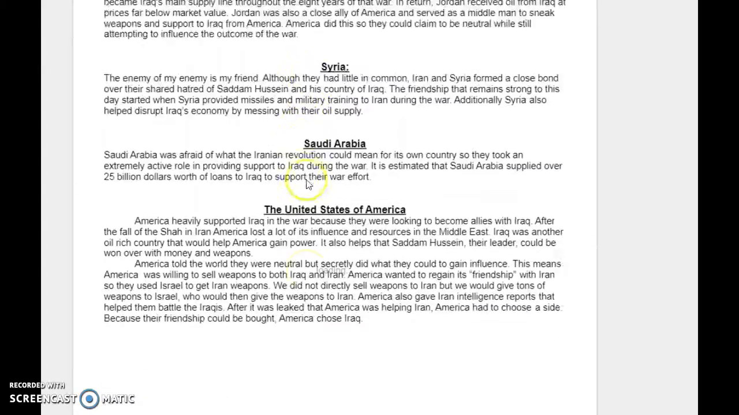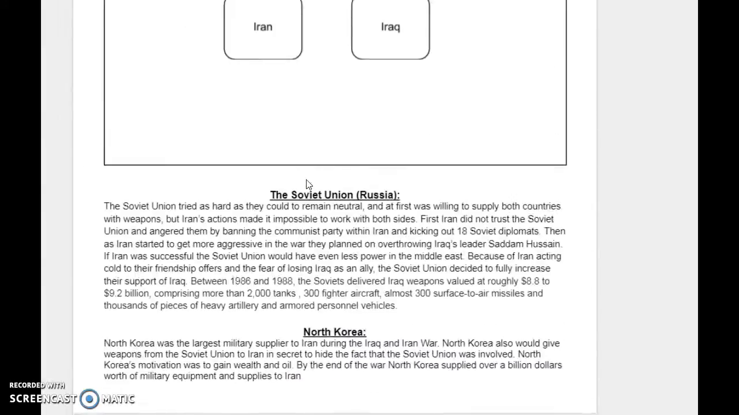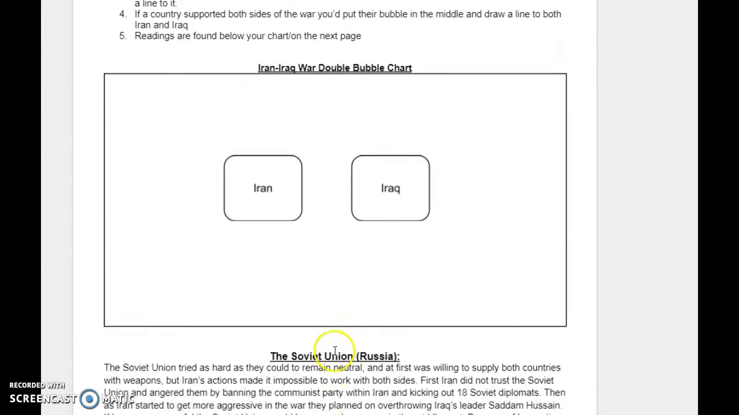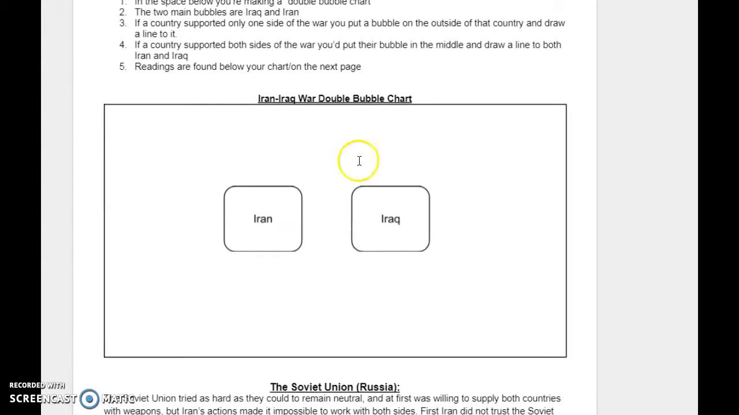So if we keep going down, we'll see the countries most prominently involved. So let's say you read through one and the country did something with both. You would take your circle and draw one here. You'd write the country's name in there, and then you draw a little line to both. Let's say a country only helped out Iran. Then you would draw a little circle here, and they would be on the outside. So that's what I mean by the outside and inside.